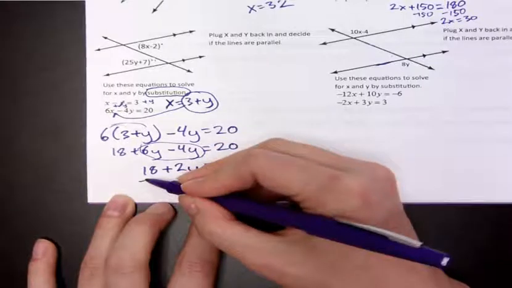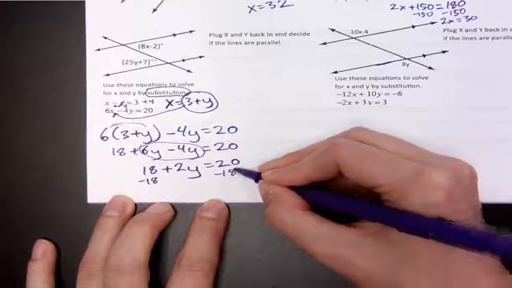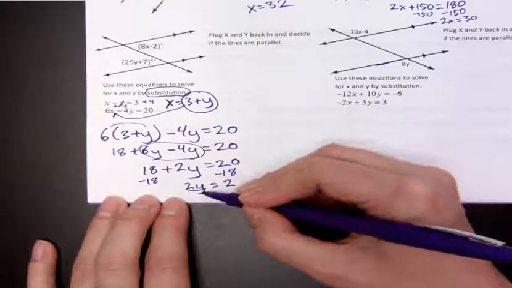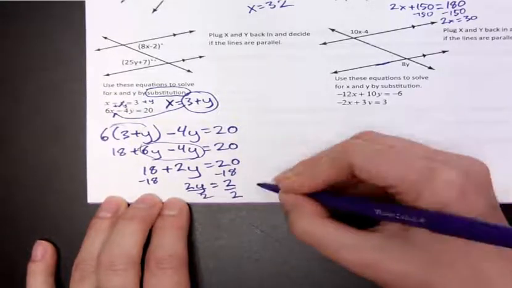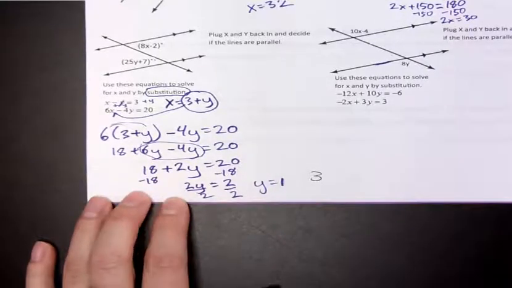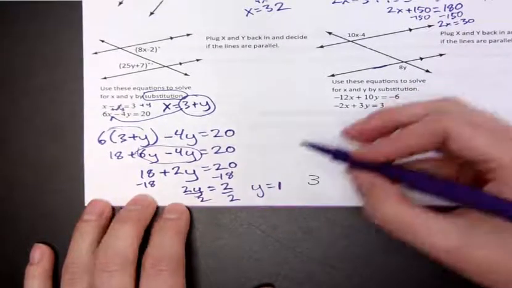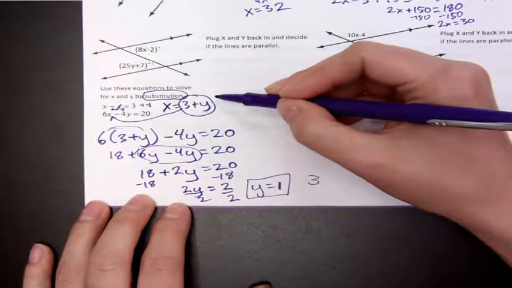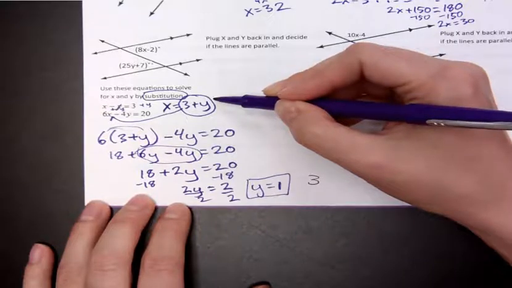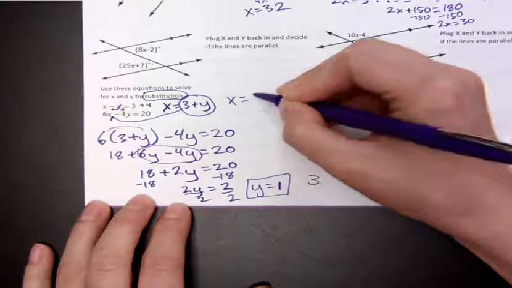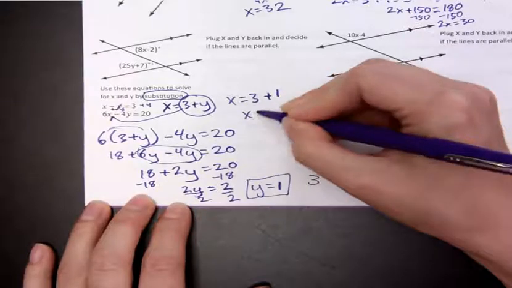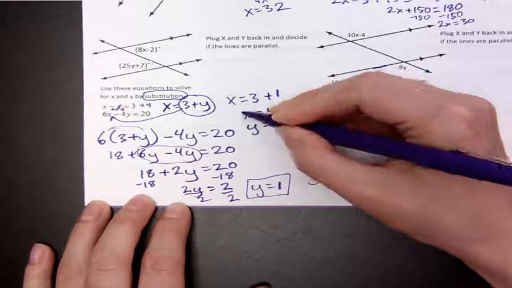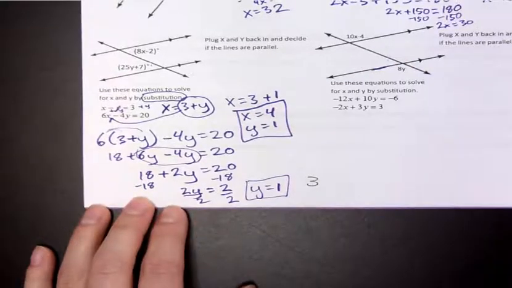Then subtract 18. So I get 2y equals 2. So y equals 1. Okay. And so if y equals 1, what does x equal? 4, right? So x equals my 3 plus the 1 I just solved for, so x equals 4. So my answer is y equals 1, x equals 4. First part of my answer.